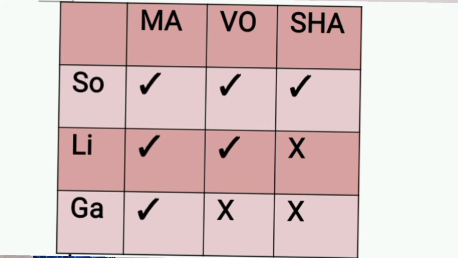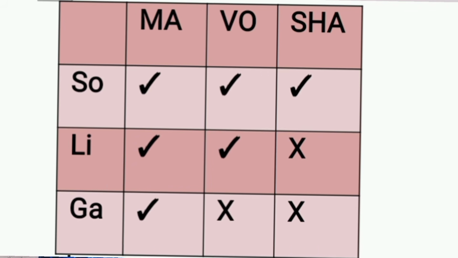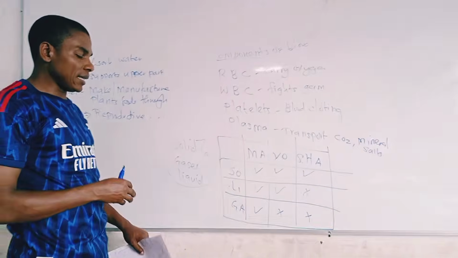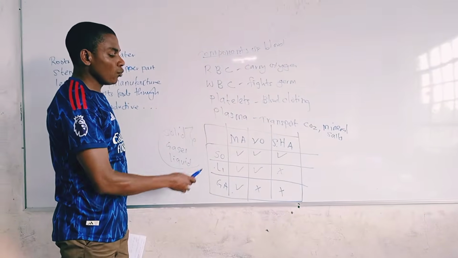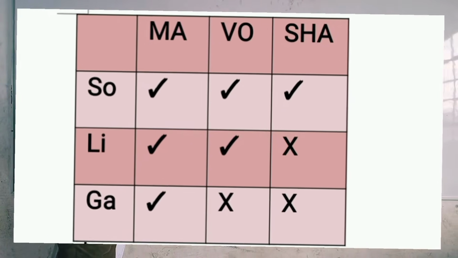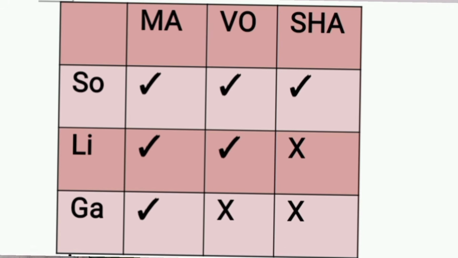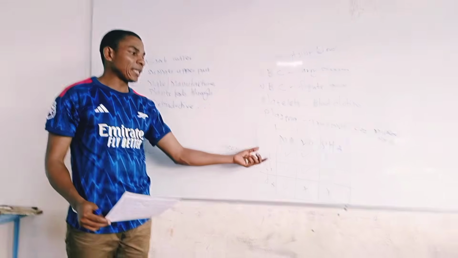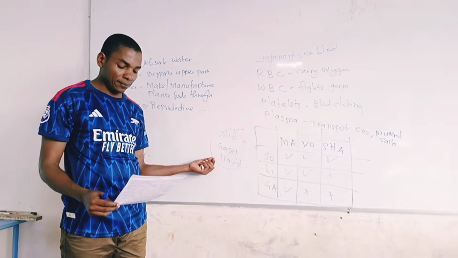Then in gases, we say tick, wrong, wrong. So gases has mass only, but the rest is indefinite. We can't tell the volume of gases and the shape of the gas, but it occupies the space where that gas is in. So in short, we have mavosha, soliga, tick, tick, tick, tick, tick, wrong, wrong. This is now the simplest way of understanding the properties of the three states of matter.